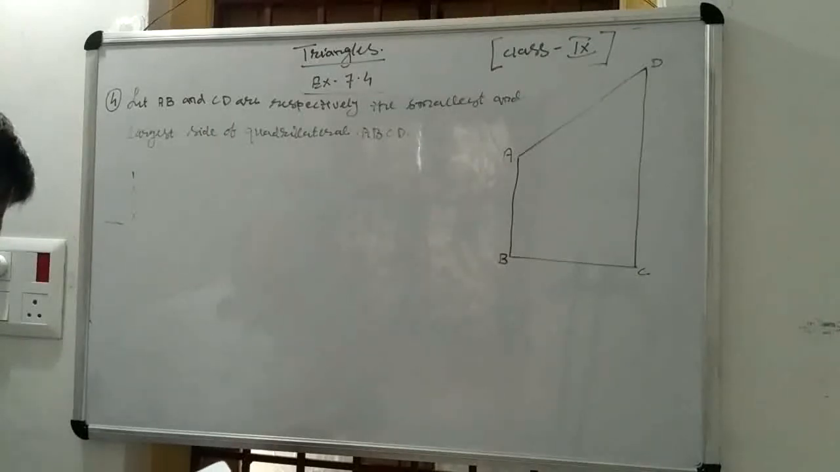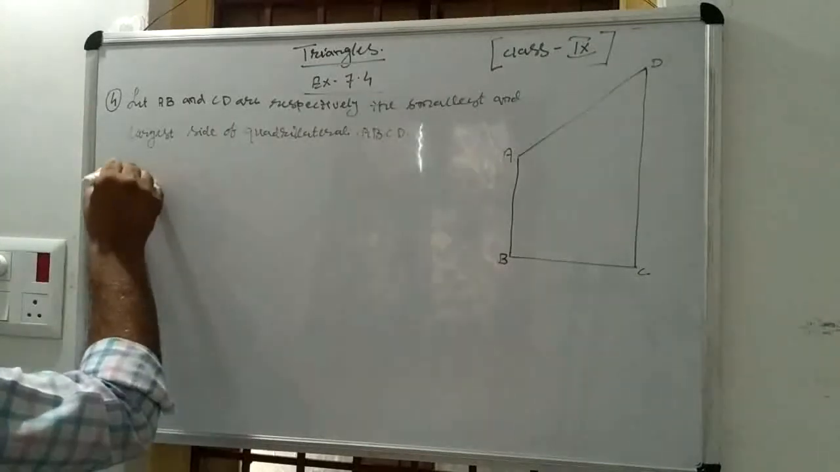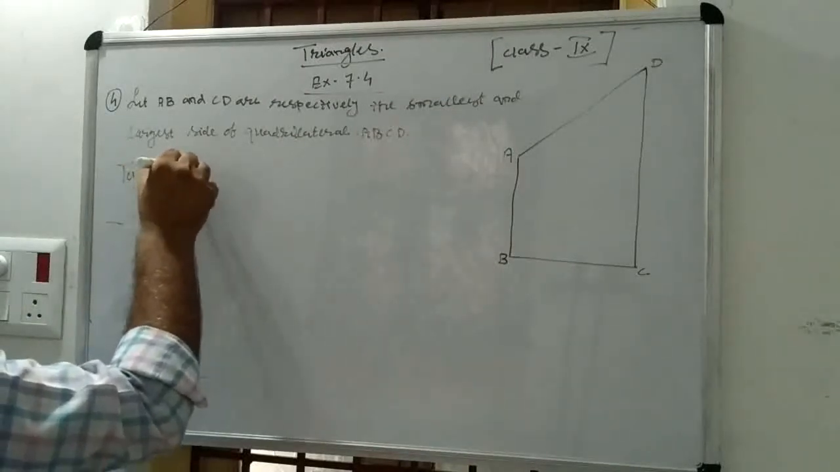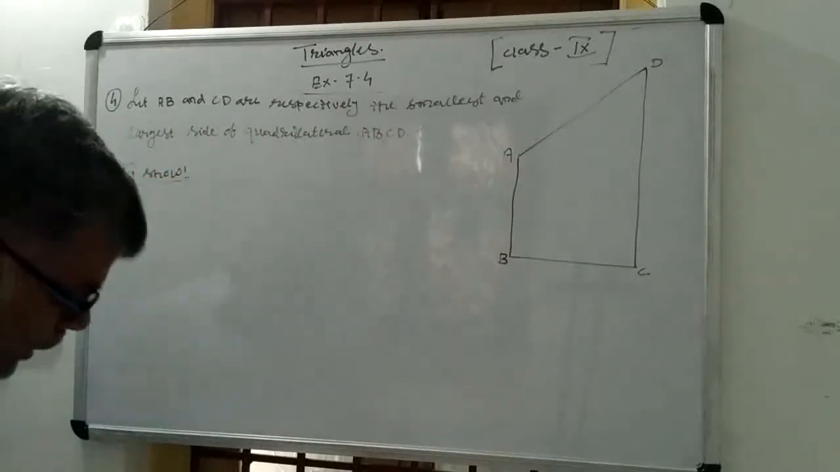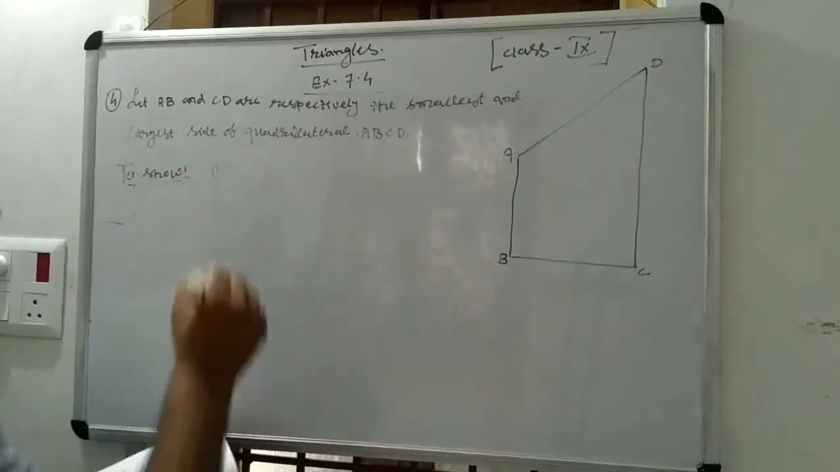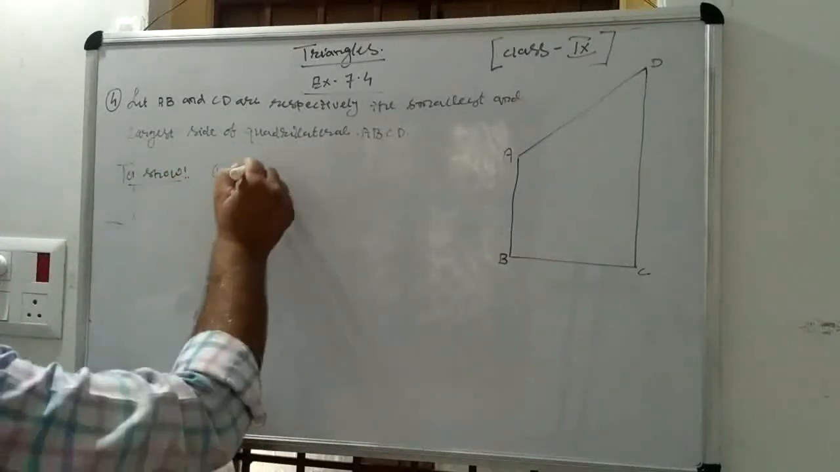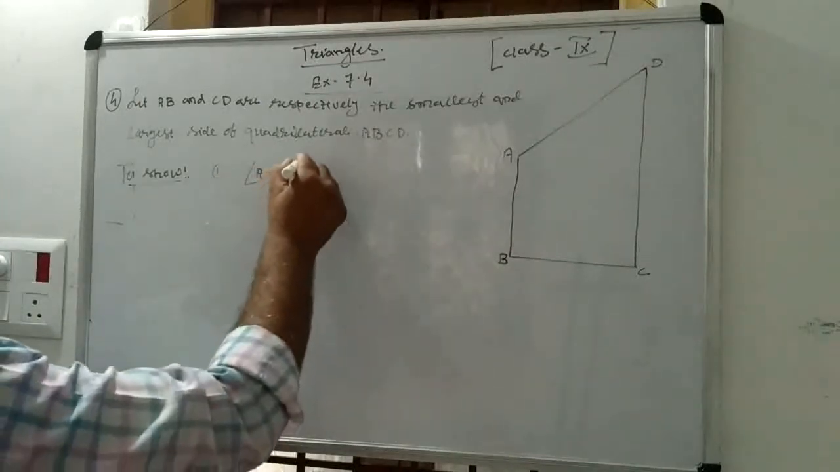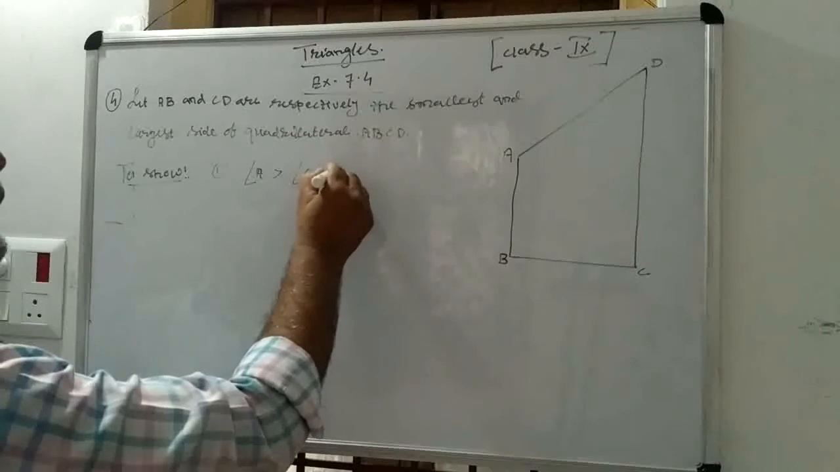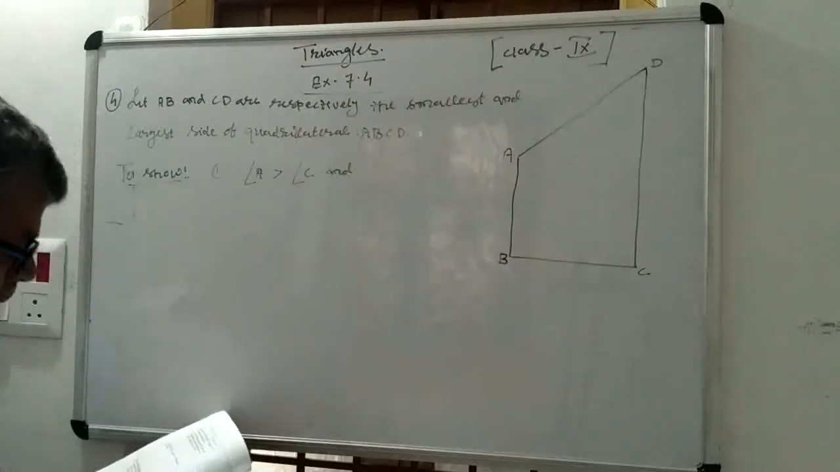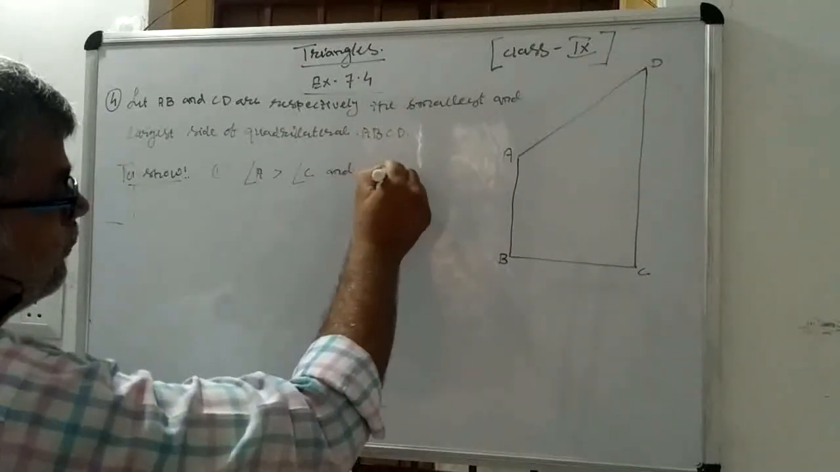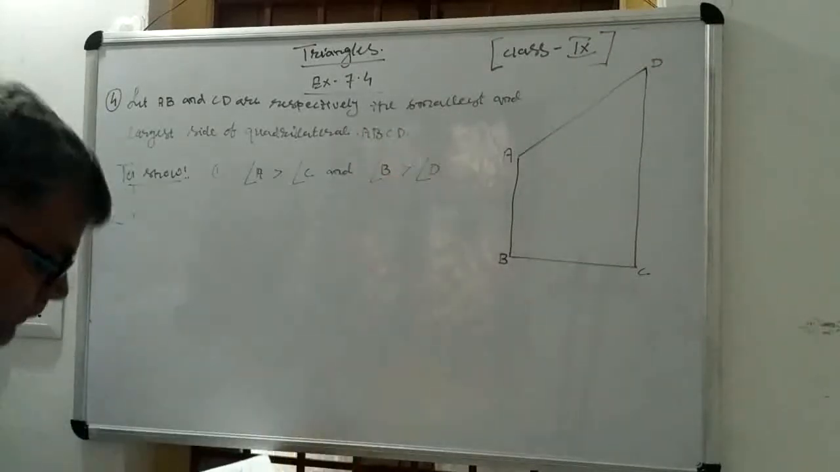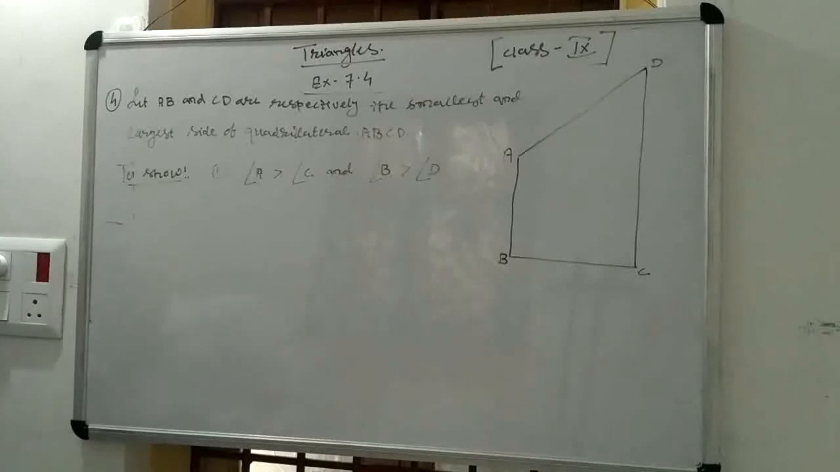Now we need to show what we need to show. First, number 1, angle A is greater than angle C, and angle B is greater than angle D.